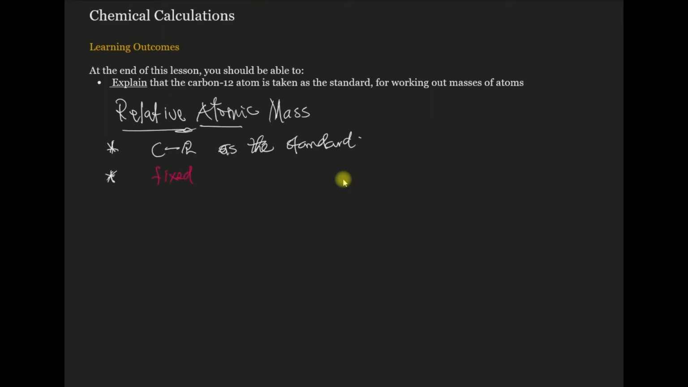They fixed the mass of carbon-12 as exactly 12 atomic mass units, amu. The reason why they fixed the mass of carbon-12 is because it has 6 protons and 6 neutrons. And remember that protons plus neutrons is the mass number of an atom. So that is why they took the second step, because it has exactly 6 protons and 6 neutrons.